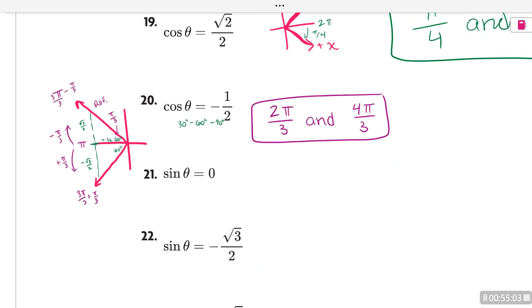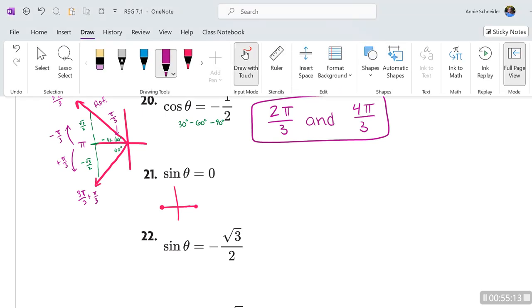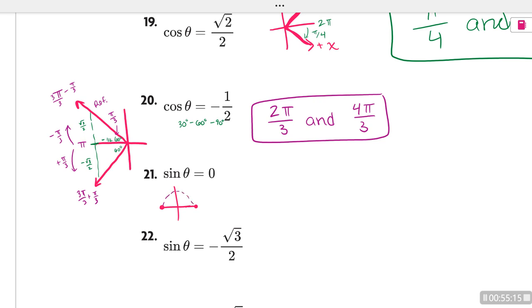Okay, so question 21 says sine of theta equals 0. So this is where our y values are 0. So our y values, if I were to draw a little circle here, right, let's just make our radius 1, why not? That means this point here is (1, 0). And this point right here is (-1, 0).